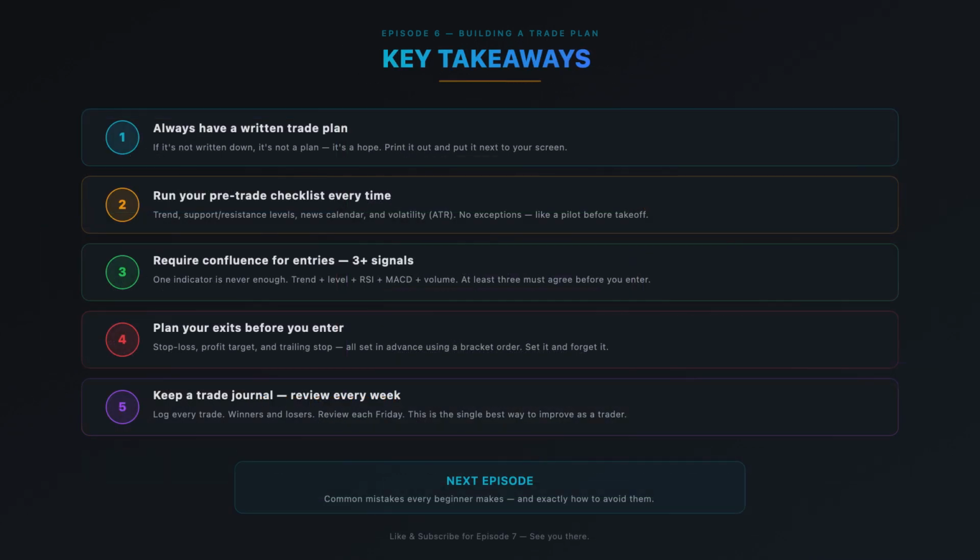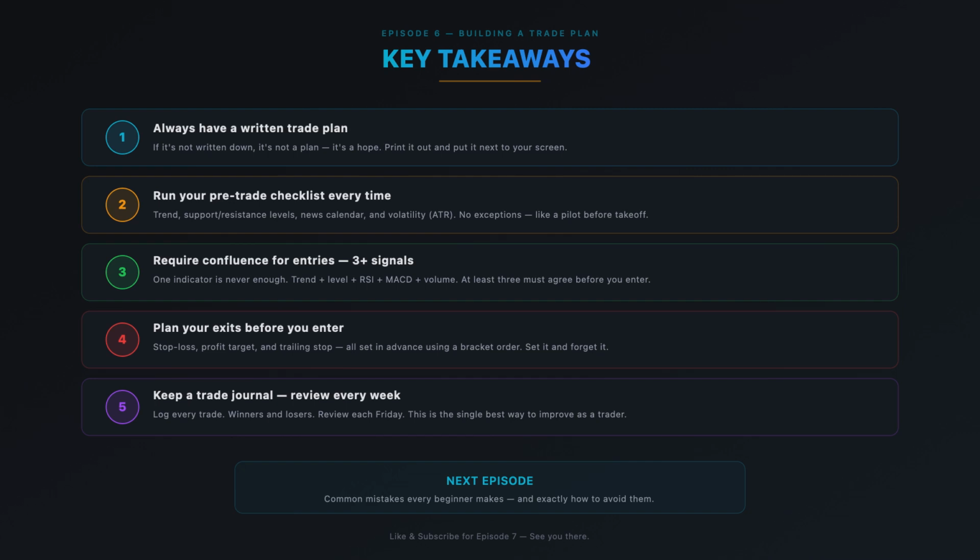Let's recap. Number 1. Always have a written trade plan. If it's not written down, it's not a plan, it's a hope. Number 2. Run your pre-trade checklist before every trade. Trend, levels, news calendar, and volatility. Number 3. Require confluence for entries. At least 3 signals must agree before you enter. 1 indicator is never enough.